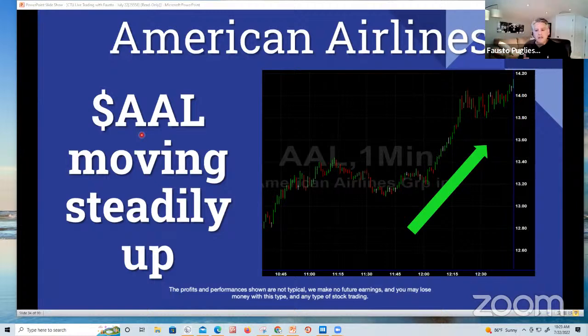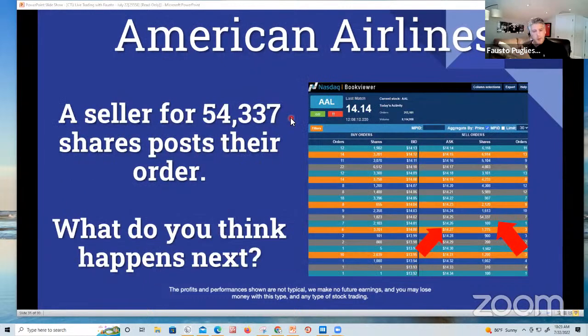You've got to follow the money. We've got to know where the sellers are, right? Well, let's hop over here to the NASDAQ Book Viewer, where the sellers are on the right. I'm looking over here on the right, and I'm looking at a 6,000 share seller, 5,100, 4,800. Oh, we've got a 54,000 share seller at 14.25. What do you think is going to happen next at 14.25?